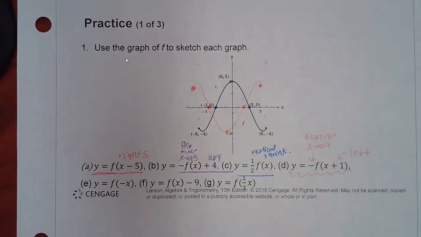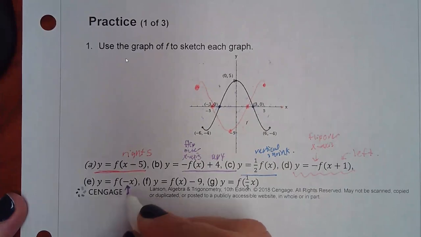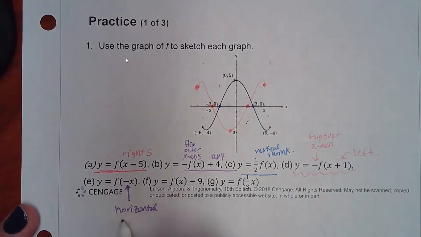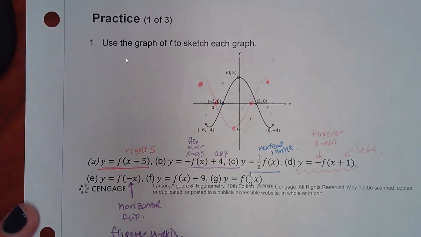What about E? What's happening to E? The negative is on the inside, so it's not vertical anymore, it's horizontal, okay? And it's a horizontal flip, which basically means flip over the y-axis. What does that mean for us, like as far as changing the points? It means change x values to opposite signs.